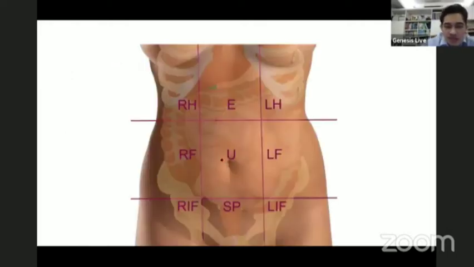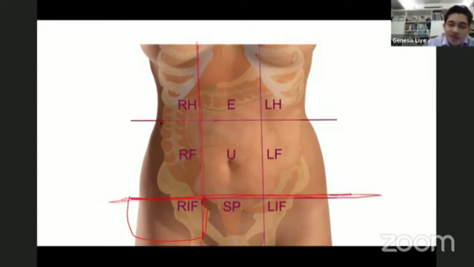Now, what is a right iliac fossa? This is the area called the right iliac fossa. This is the right mid-clavicular line. This is the transtubercular line, if I am correct. I think, yeah, right, this is the transtubercular line. Sorry, for a moment I forgot the name.